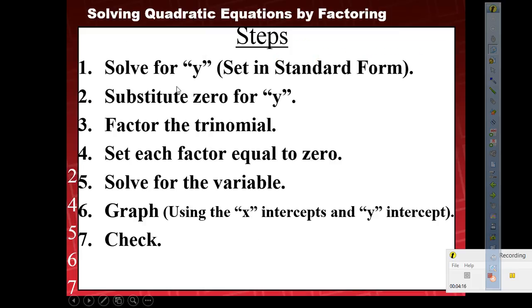Step 1, solve for y. Set in standard form. Step 2, substitute 0 for y. Step 3, factor the trinomial. Step 4, set each factor equal to 0. Step 5, solve for the variable. Step 6, graph using the x-intercept and the y-intercept. Step 7, check. And this is a process.